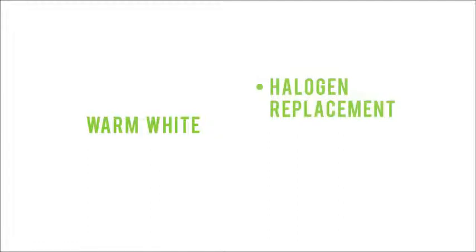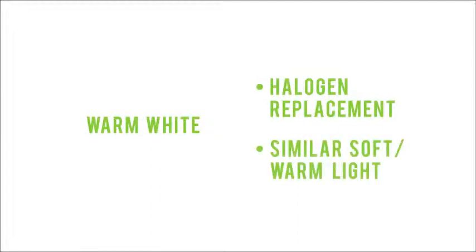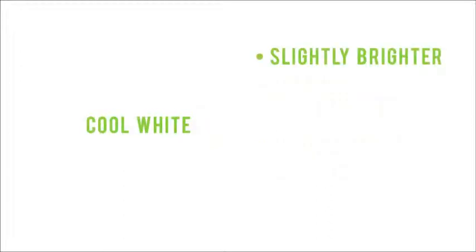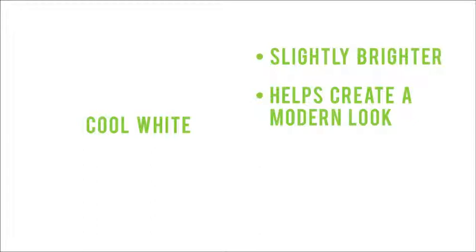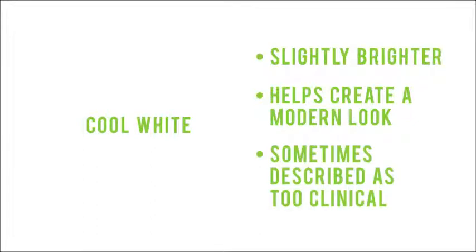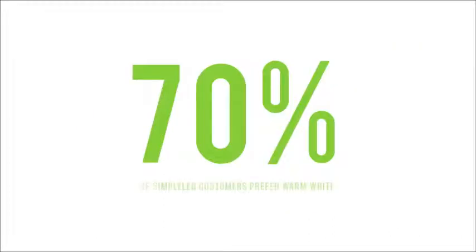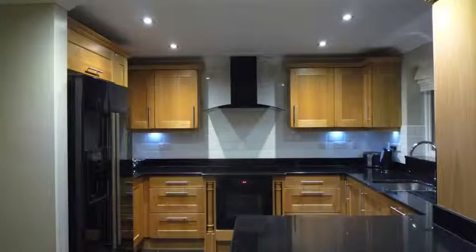Warm white is the most suitable replacement for a halogen or incandescent bulb and will produce the same soft and warm effect of light. Cool white is slightly brighter and can give a nice modern look to a room, but can sometimes be described as clinical. Ultimately, it is personal preference, but at Simply LED, around 70% of our customers choose warm white. Certain applications, such as kitchens and bathrooms, however, can be particularly suited to cool white.